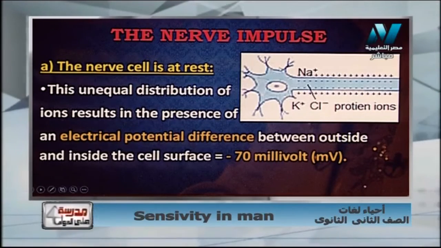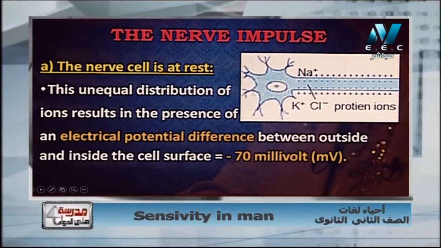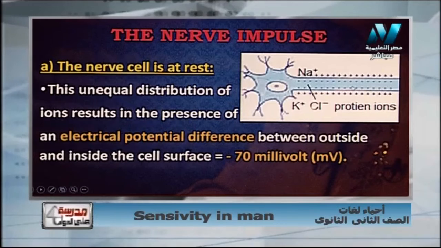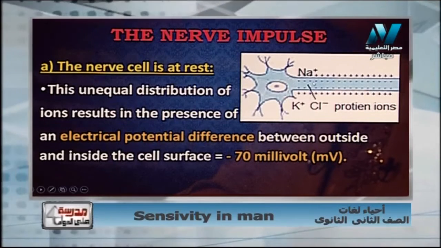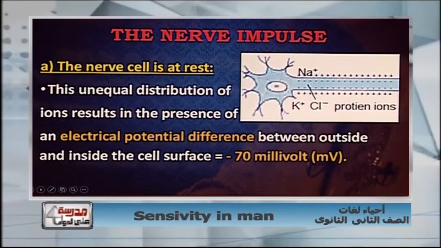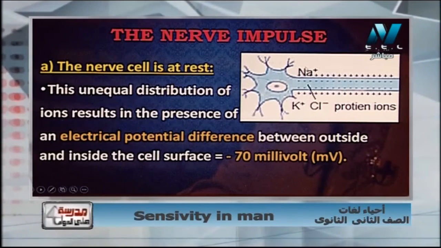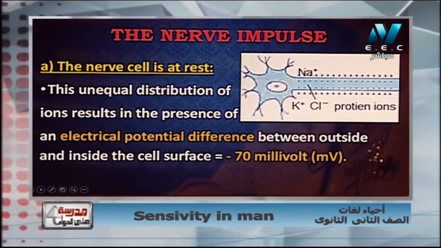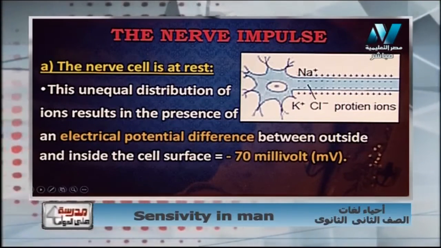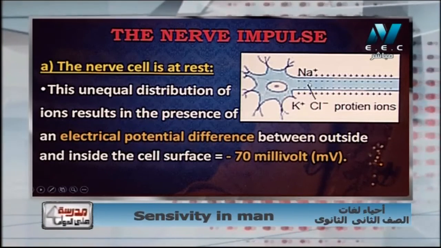So we have this picture that shows the structure of the nerve cell. This is the cyton and this is the axon. And by studying the figure, you can notice that there are some positively charged ions outside, and negatively charged ions inside. The positive charges outside are due to the presence of sodium ions. And the amount of sodium ions outside is 10 to 15 times more than their presence inside the nerve cell.